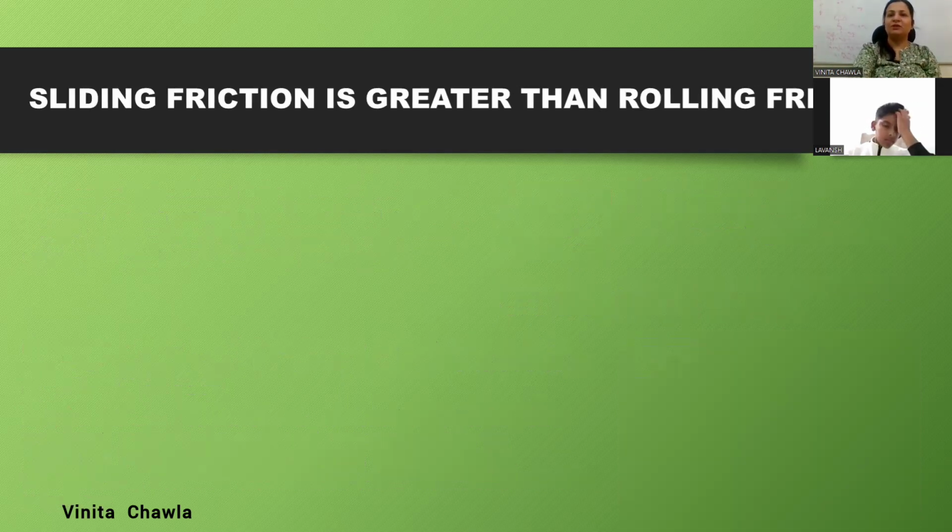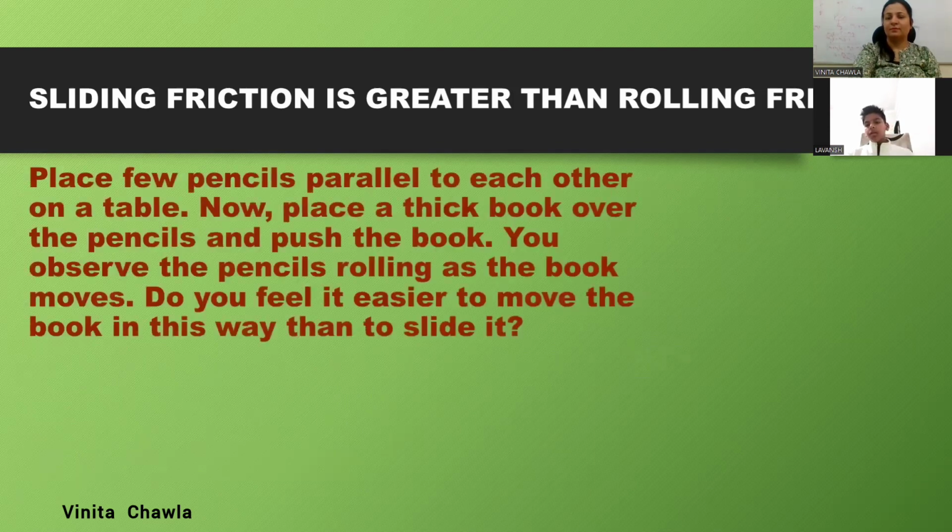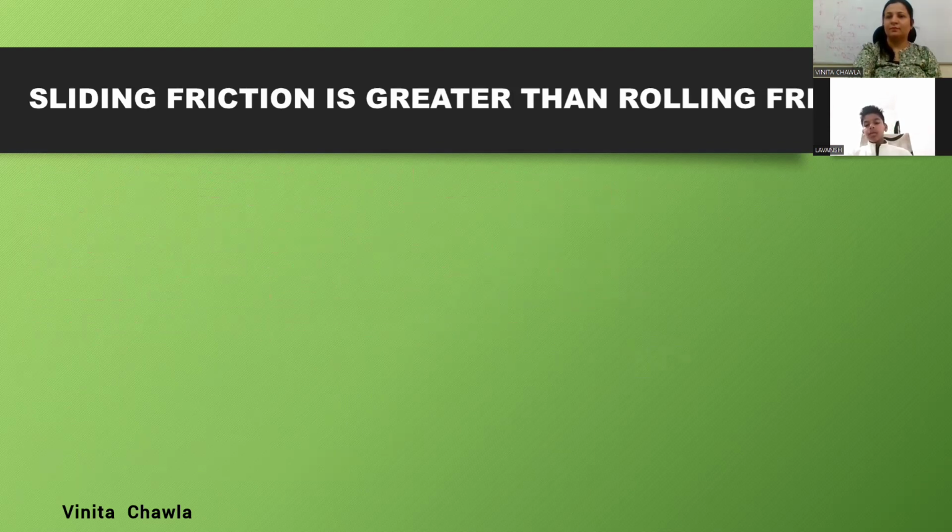Next, we have that sliding friction is greater than rolling friction. Sliding friction is less than static friction and greater than rolling friction, because rolling friction has less time to interlock.